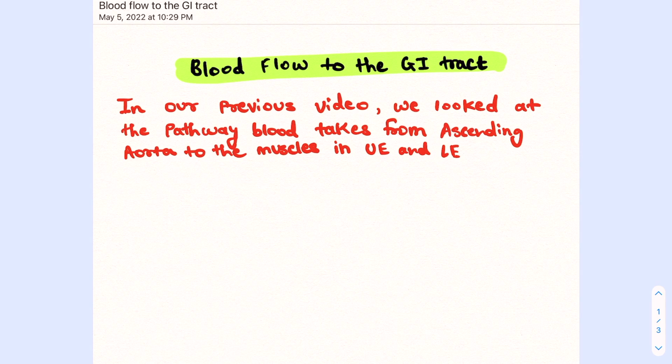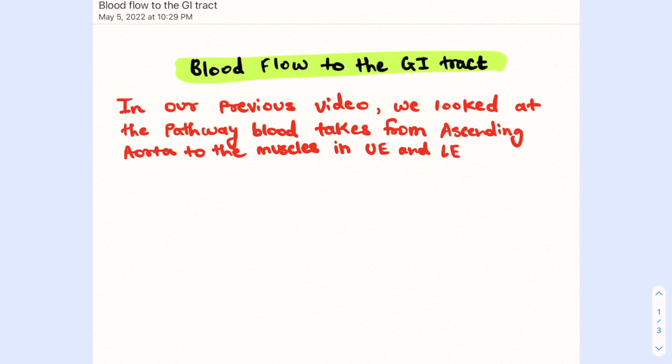Hello, in this video, we're going to look at blood flow to the GI tract. In our previous video, we looked at the pathway blood takes from ascending aorta to muscles in the upper extremities and lower extremities. Feel free to check out my previous video. In this video, we're going to look at the blood flow to the GI tract organs.